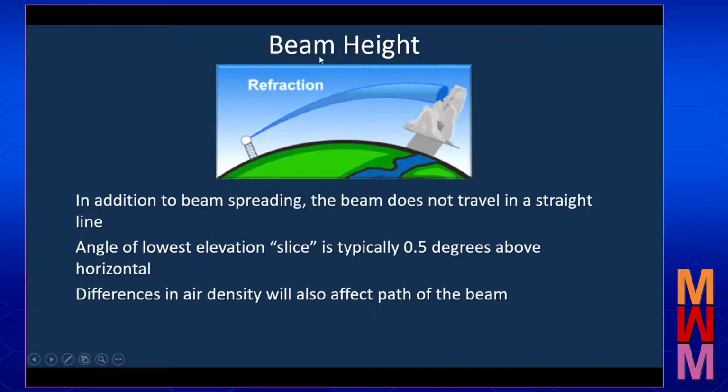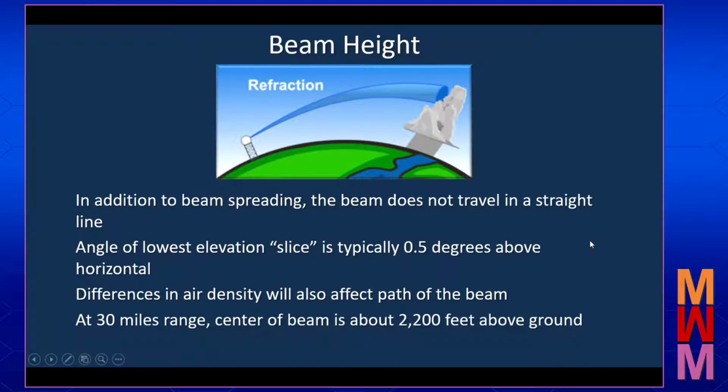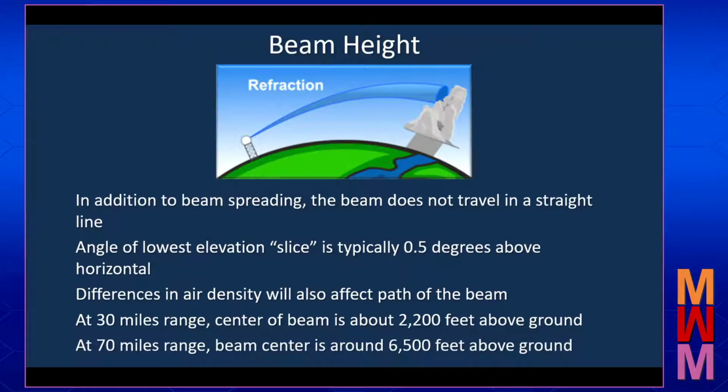But the bottom line, if we have normal refraction conditions and with this half degree slice, at 30 miles away from the radar, the center of the beam is going to be about 2,200 feet above the ground, pretty close to the height of the cloud base of the storm that we're looking at. And at 70 miles, the center of the beam is going to be around 6,500 feet above the ground. So yes, radar is a tremendously helpful electronic tool, but because of these considerations, storm spotters play a very important role, especially with storms that are a longer distance away from a radar.